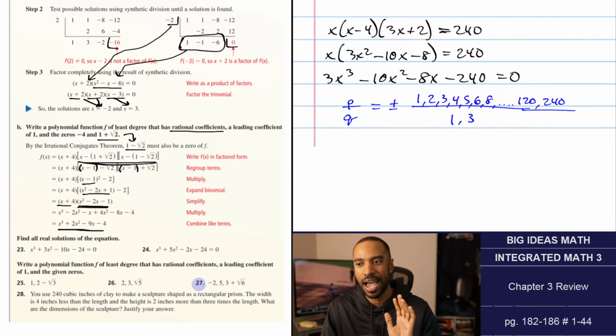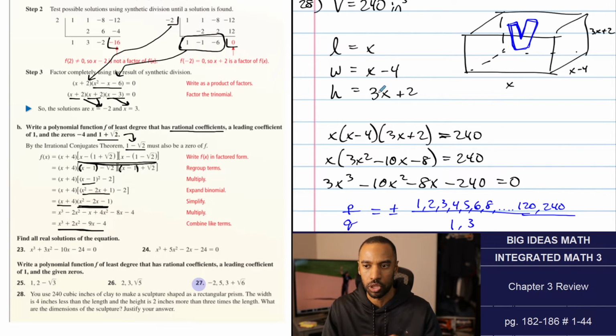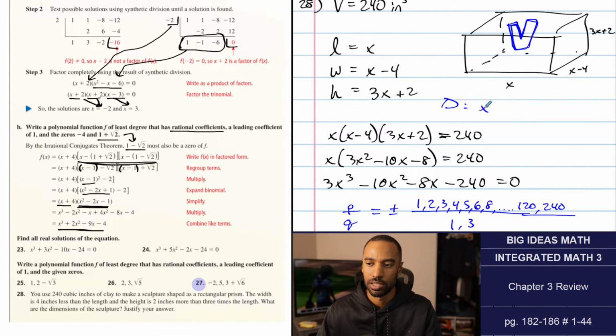And keep in mind, I actually don't care about the negative numbers. We don't want negative length, negative width, or negative height. In fact, we don't want a width that's less than 4. Now that I'm starting to think about it, our domain needs to be x. Sorry, we didn't want one that is 4. x has to be greater than 4.